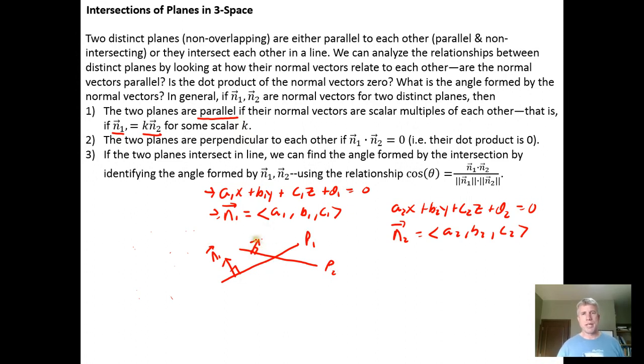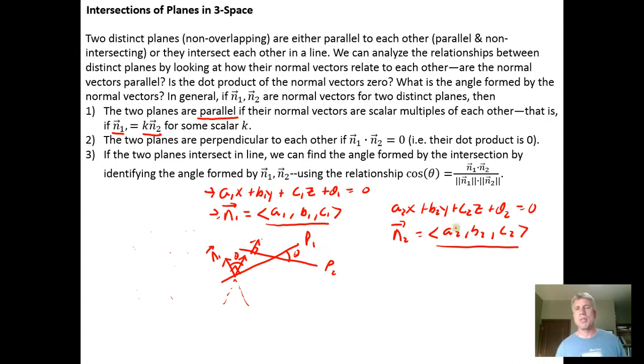And what we want to recognize is that if we put those two normal vectors toe to toe, whatever the acute and the obtuse angles of intersection are for the two planes, the two normal vectors will have the same angles of intersection. So if we want to know the angle at which two planes intersect, we simply need to identify the angle at which the two normal vectors intersect, and we already know how to do that.